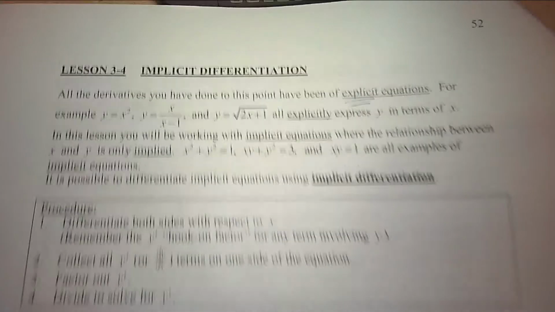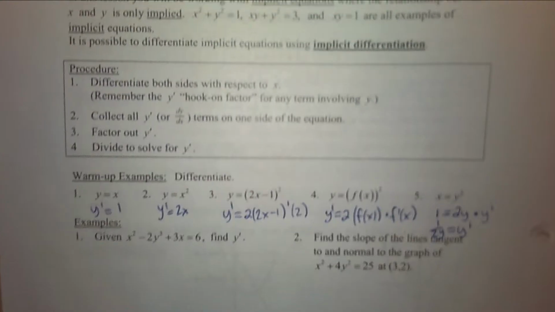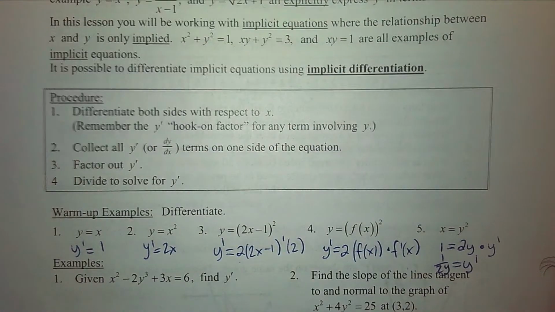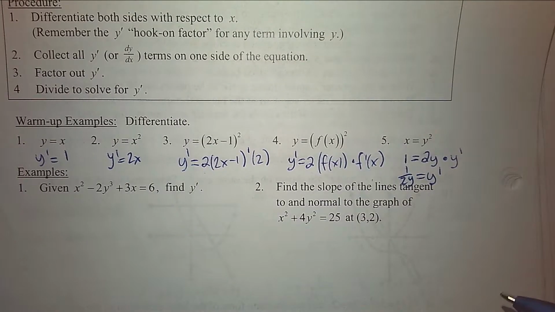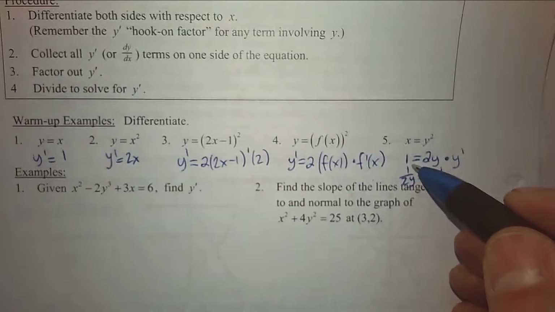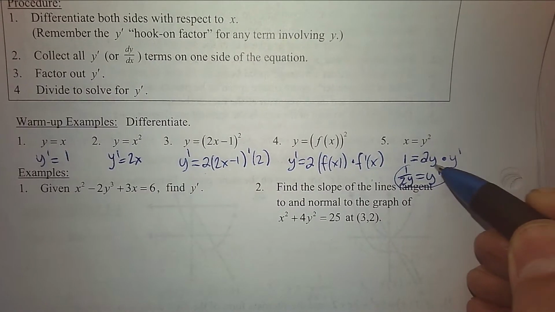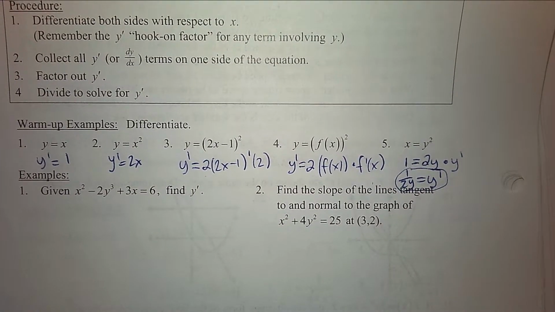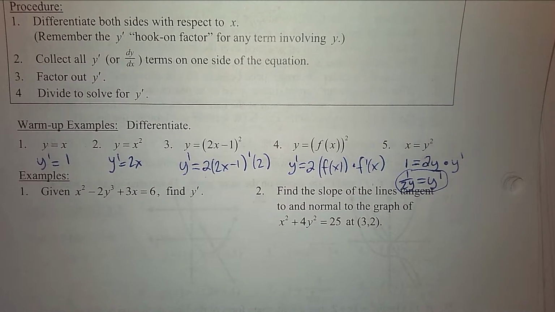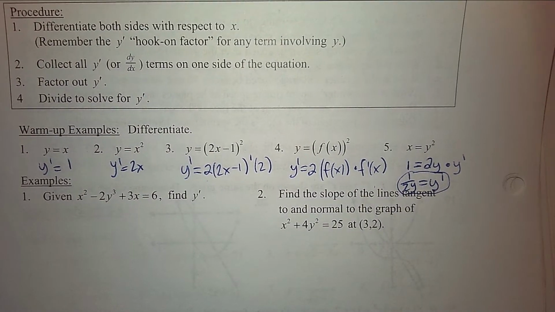It's 1 over 2y. When you derive this implicitly, most of the time you're going to have y in your answer. And it's okay that y is in your answer. And you might have x and y in your answer. And that's okay that you have two variables in your answer. All right, let's look at number 1. That was the warm-up. Here's the real deal.